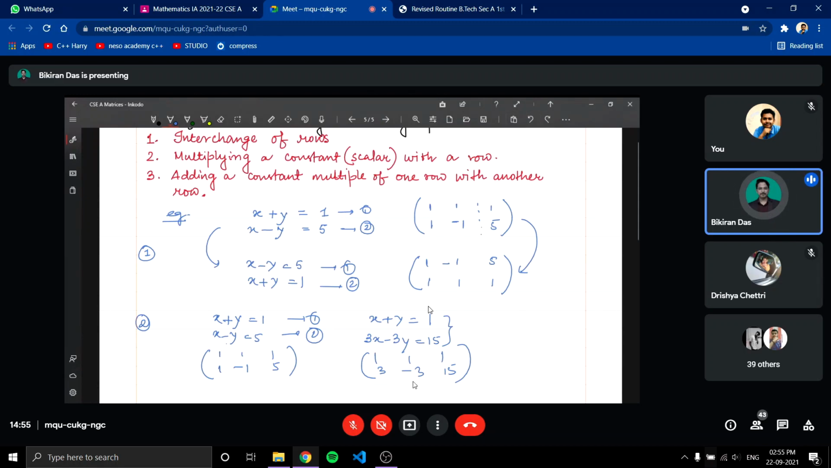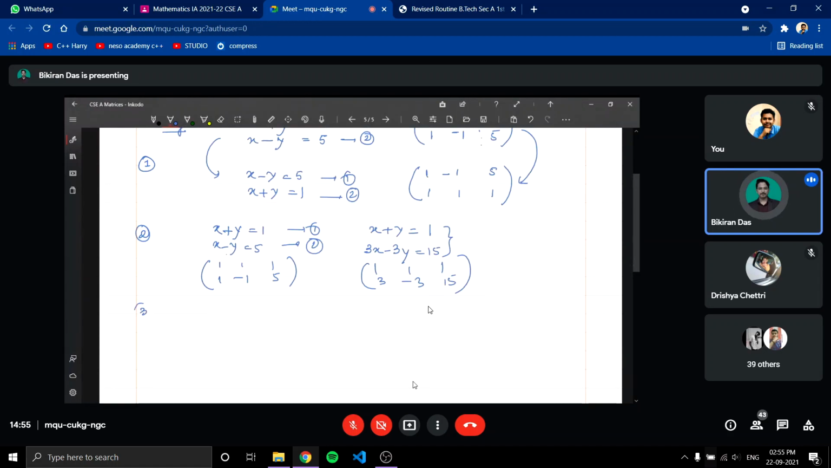So we can multiply any constant or a scalar with a row. So this is another elementary operation. Similarly, I'm not showing the third one. A similar thing you can do: if you multiply a constant and add that to the other row. So let us do that one also.